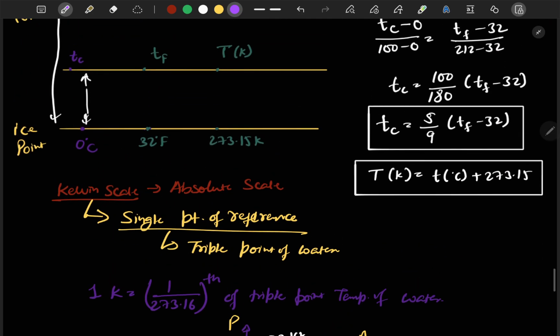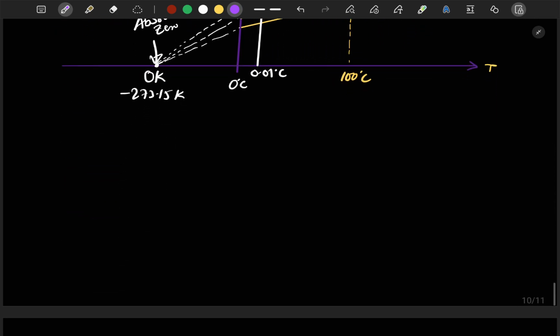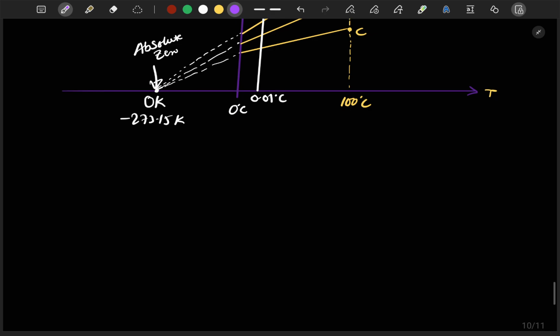When we studied the Kelvin scale, we discussed that the Kelvin scale is an absolute scale, and it takes only one point of reference, that is the triple point of water. Now how does it work? If we keep one point as a reference, how would we calculate the next temperatures at required pressure? Okay, so let's say for a constant volume gas thermometer, let's consider a thermometer.